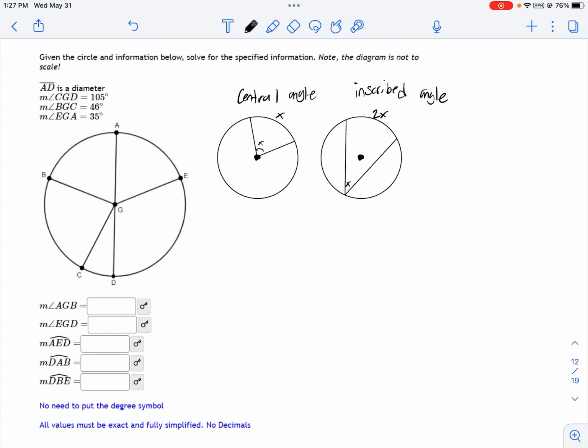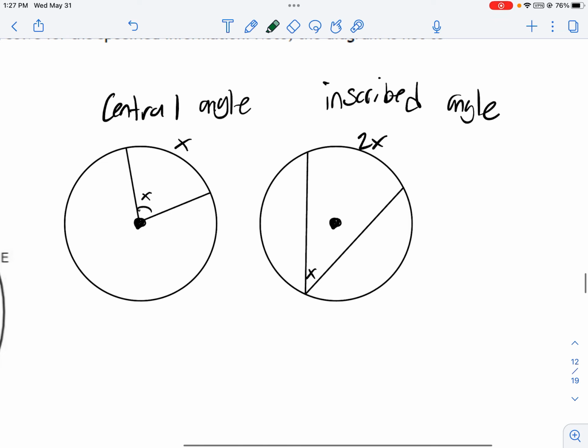Hello and welcome. So we have a circle, lots of information. Now before we dive into it, remember a couple properties. We have central and inscribed angles. Central angles are angles that are formed at the center of the circle. And then whatever that angle measure is going to equal the measure of the arc that it's attached to.